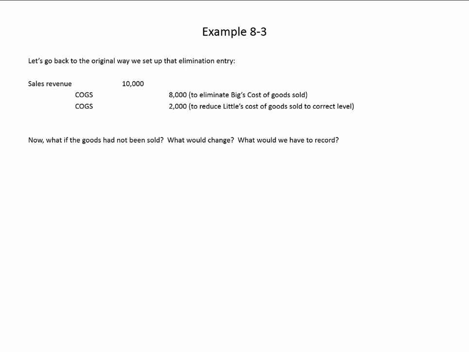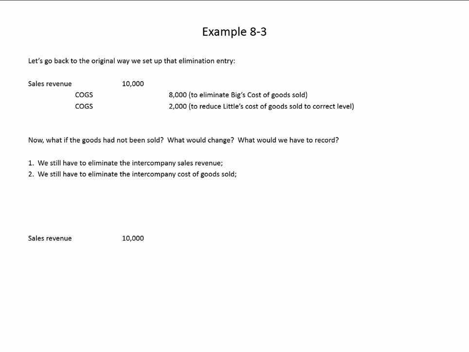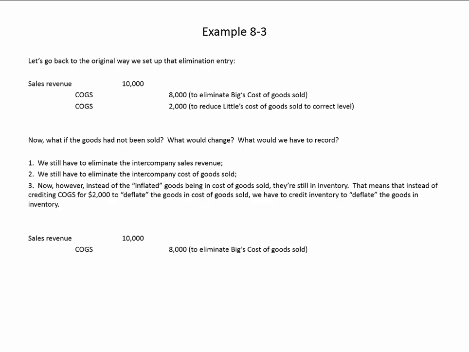Now, what if the goods had not been sold? What would change? What would we have to record? We still have to eliminate the intercompany sales revenue, so we debit sales revenue for $10,000. We still have to eliminate the intercompany cost of goods sold. Again, Big's cost of goods sold is $8,000. That wasn't a transaction with a third party, so we have to get rid of Big's cost of goods sold.